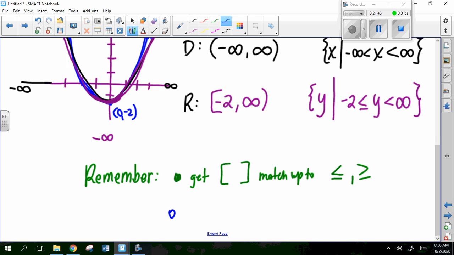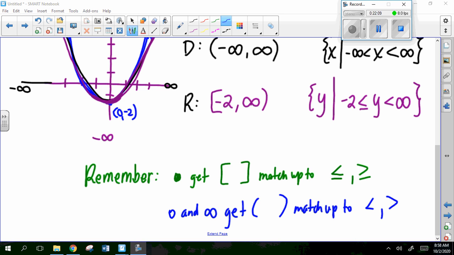And open circles and infinity get parentheses, and that matches up to regular inequalities without the equals bars.